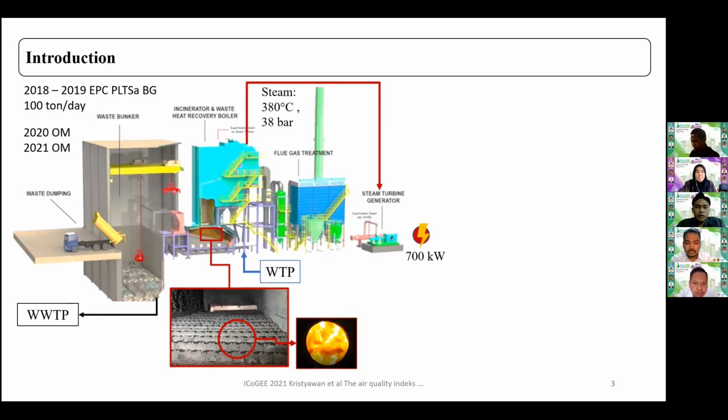The heat produced from the waste combustion, we take not all of it, but some of it, and we use it to make steam, high pressure and high temperature steam, to turn the turbine generator that can produce approximately 700 kilowatts of power per day.